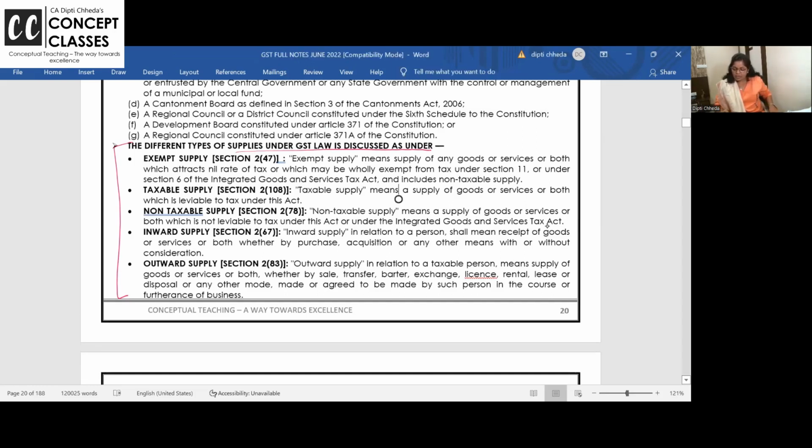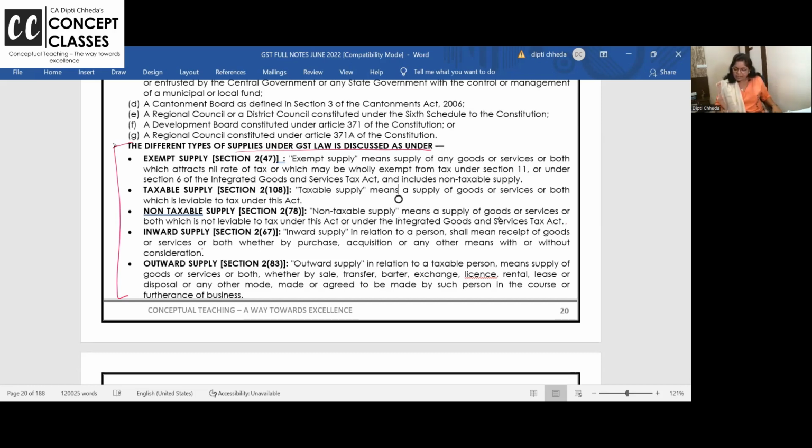Non-taxable supply means supply of goods or services or both which is not leviable. An example of non-taxable supply is alcoholic liquor for human consumption. It's non-taxable, GST is not charged. Even today excise is levied on it, VAT and CST are levied. So there is a list of products we discussed yesterday: alcoholic liquor for human consumption, petrol, ATF, all that. They are all non-taxable supply.